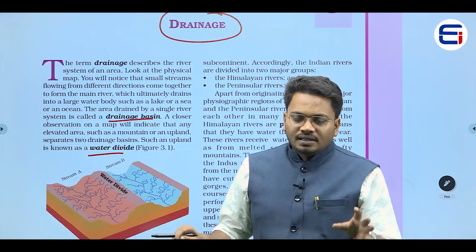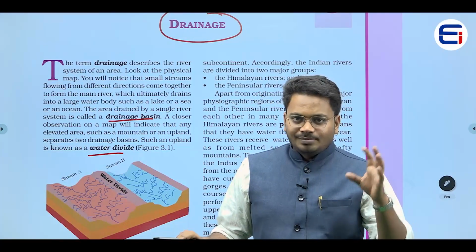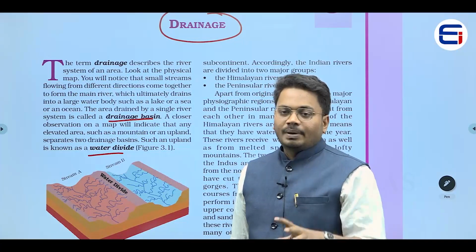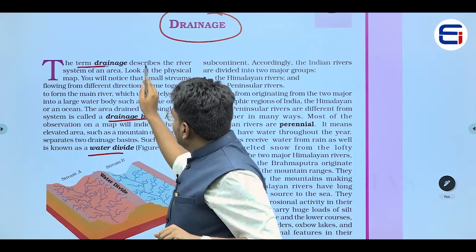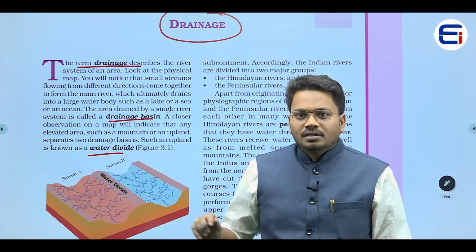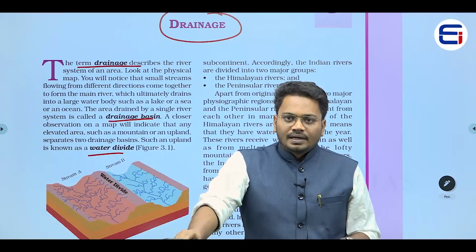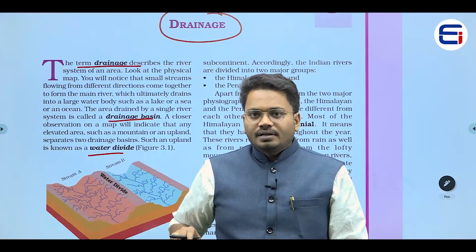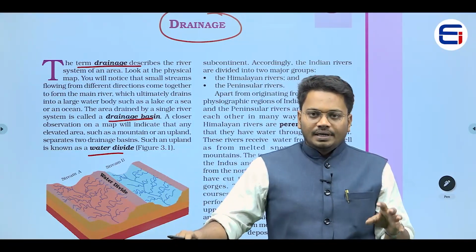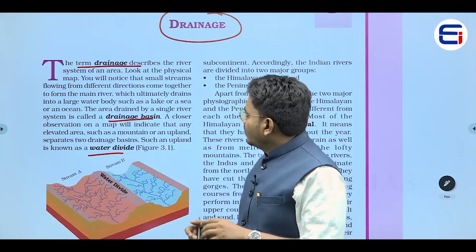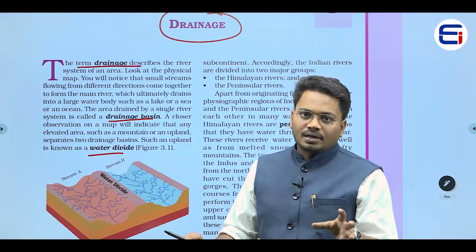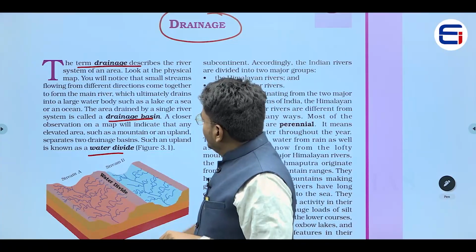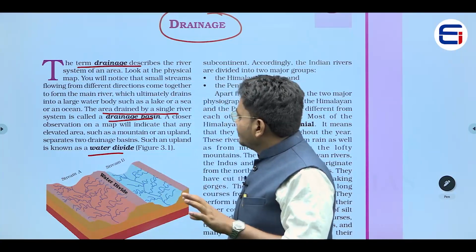Now before that, since the name of the chapter is drainage, what is meant by drainage, right? The starting paragraph of this NCERT begins with that particular definition. It says that the term drainage describes the river system of an area. What does it mean? It means that if you take any area, if you take a state, a river, a country, or the entire continent, and that continent or country or state has any river, that entire river system of that particular area is called a drainage.